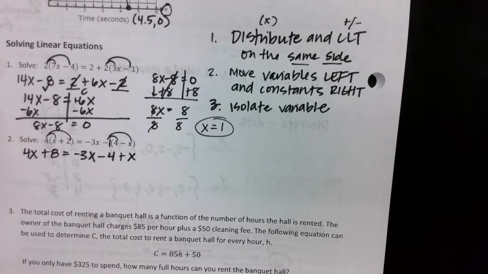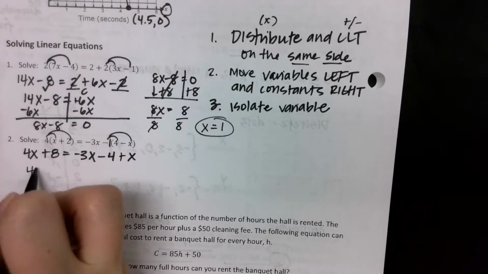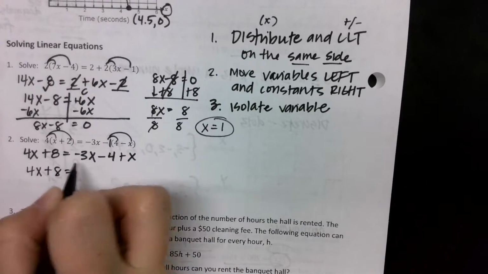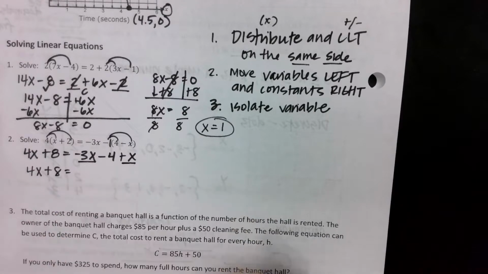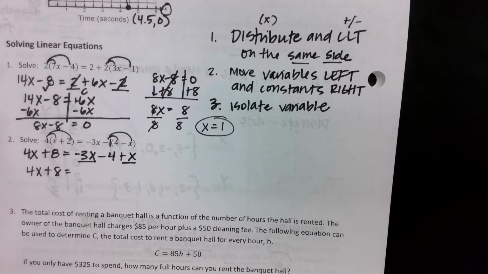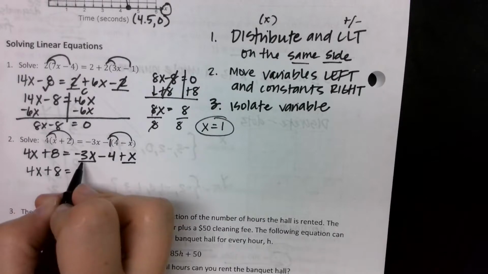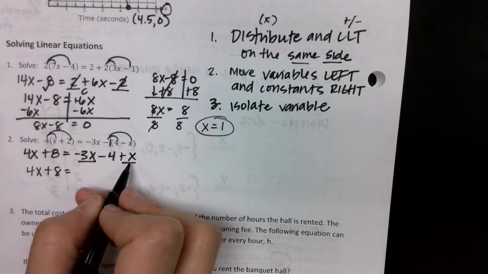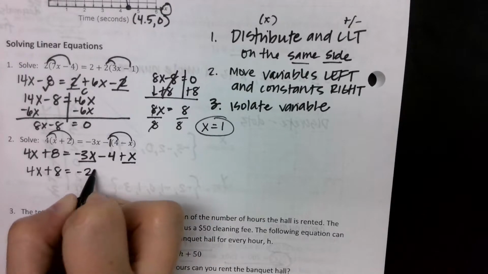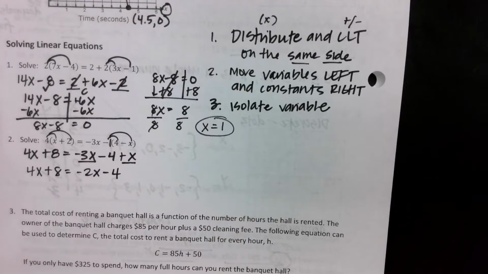Now I'm going to combine my like terms. I can't combine 4x plus 8, those are not like terms. But I can combine a negative 3x and a positive x. Always ask yourself if there's anything that I can combine or simplify after I've distributed. Negative 3x plus x is negative 2x. Always use your calculator if you need some help.